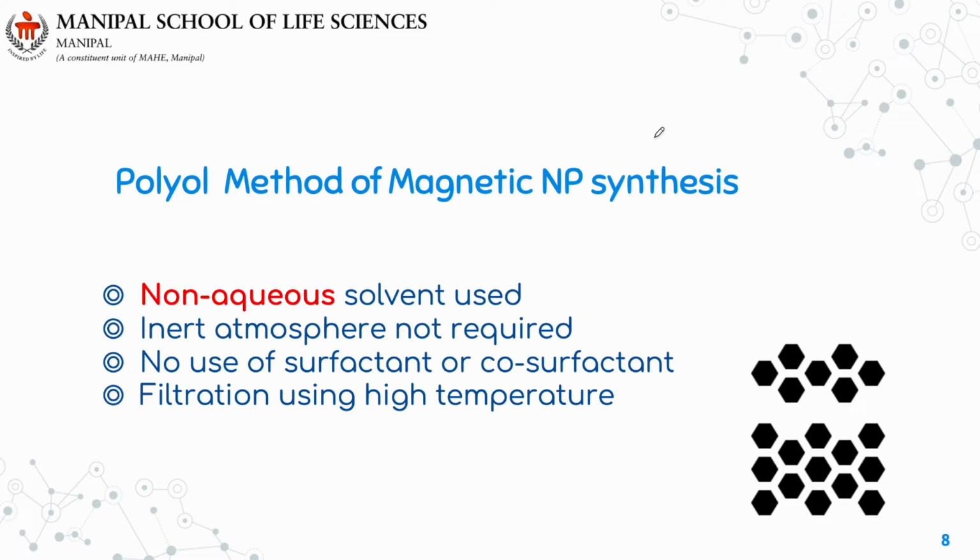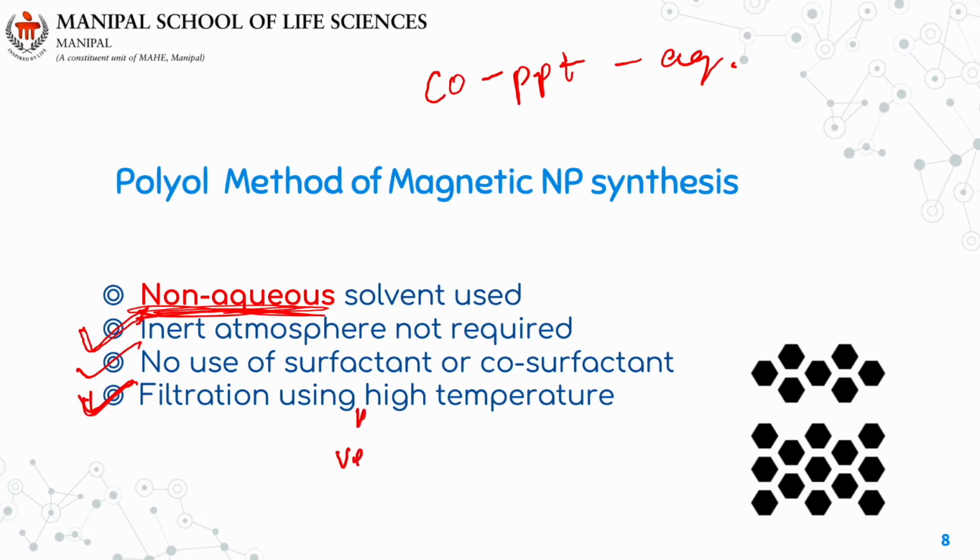So first let us discuss the polyol method. The only major difference between the polyol method and the co-precipitation method is that in co-precipitation we are using aqueous solution, but in the polyol method we are using non-aqueous solutions. In this method inert atmospheric conditions are not required. Why they are not required, we'll discuss later in the coming slides. In this method also we don't need to use surfactant or co-surfactant, and in this method also filtration is done using very high temperature.